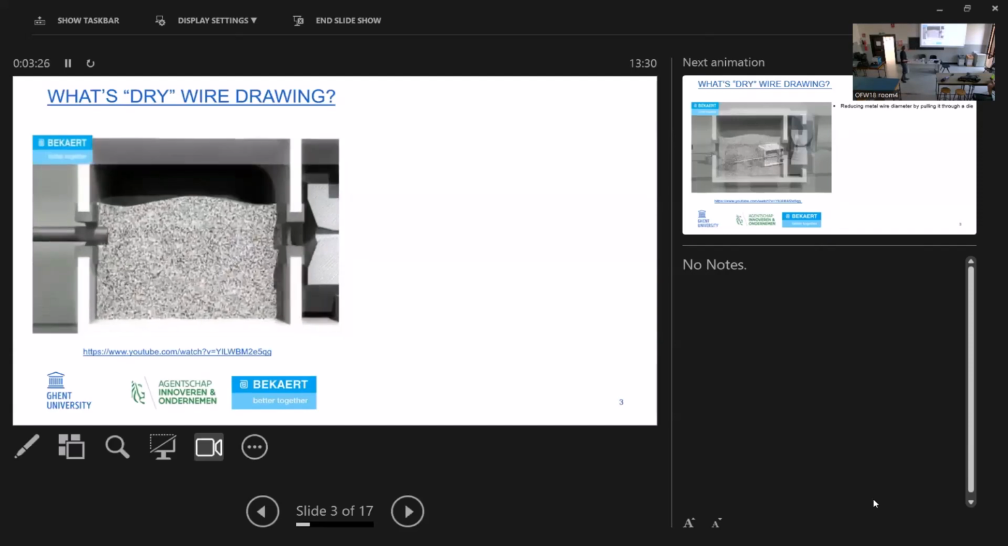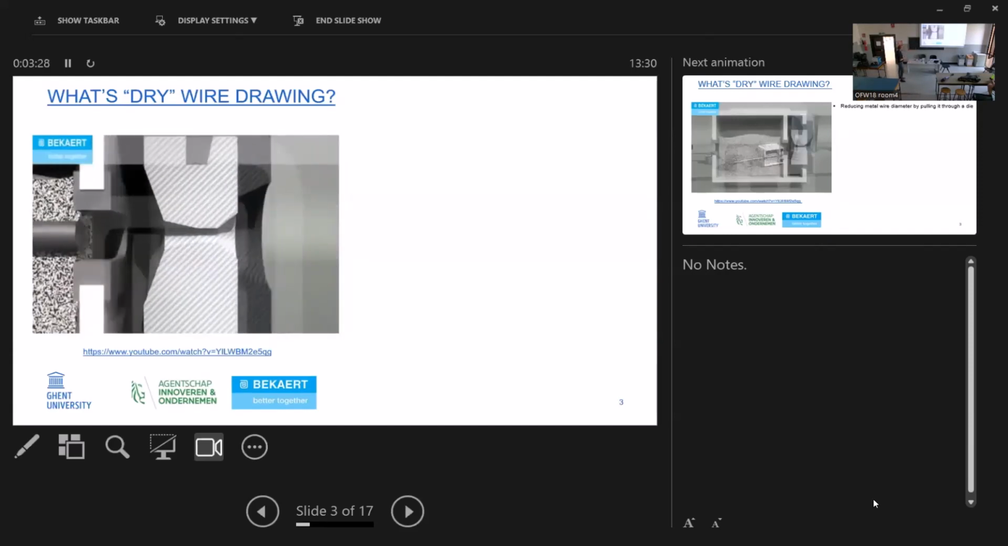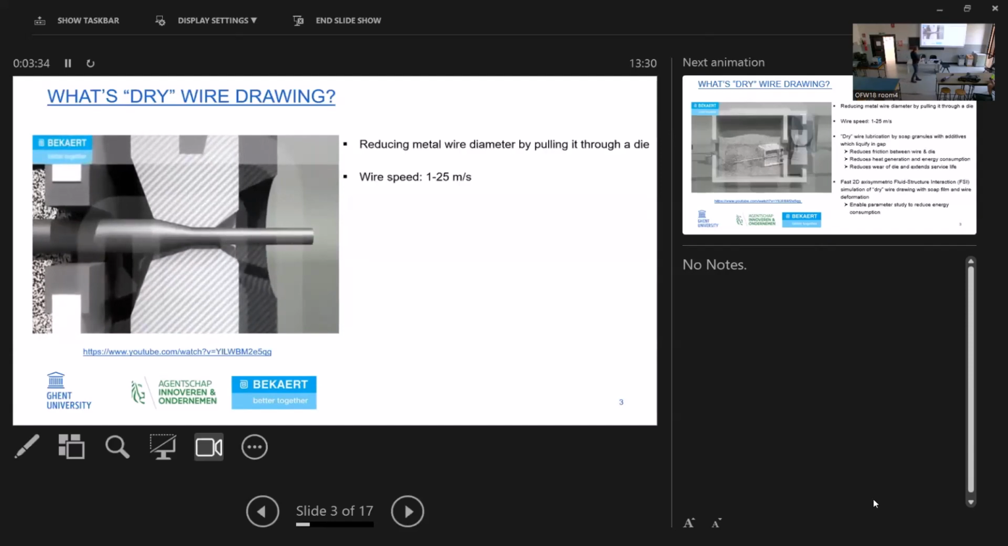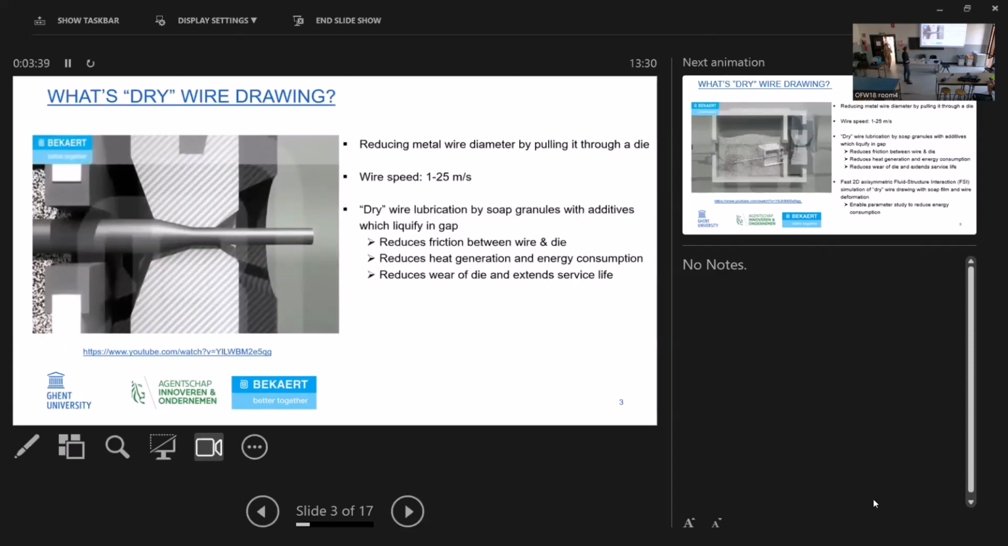Dry wire drawing is a process where a wire goes through a die in order to reduce the wire's diameter. The wire speeds can go from 1 to 2 meters per second, and we call it dry wire lubrication because the die itself is not submerged in a lubricant, but the lubrication is done by the additives, which are entrained by the wire, in the liquefied material.